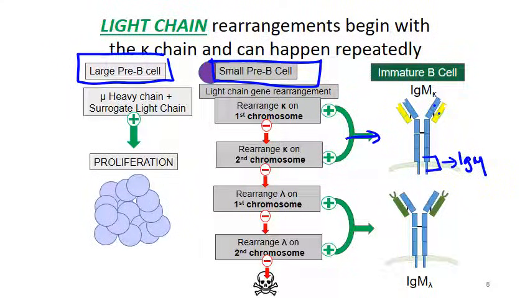It's going to have the mu chain, and then it's also going to have a kappa chain, unless it had to go down to lambda, in which case it's going to have a lambda chain. This is now a fully functional antigen receptor. It has rearranged and recombined its V, D, and J on its heavy chain and its V and J on its light chain to make an antigen receptor that can be on the surface, which is a functional IgM molecule.